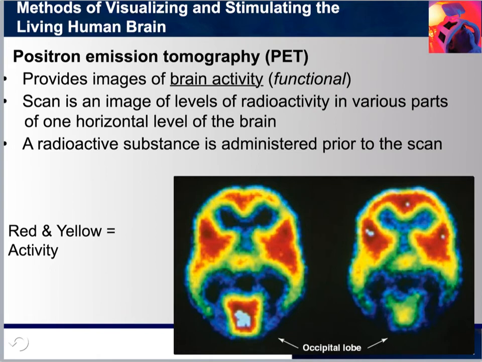The three previous brain scanning techniques were considered structural brain imaging techniques. Structural meaning that it would just be a static or photograph form of what our brain looks like. The PET scan was the first brain imaging technique to provide images of brain activity, and these types of brain imaging techniques are called functional brain techniques.